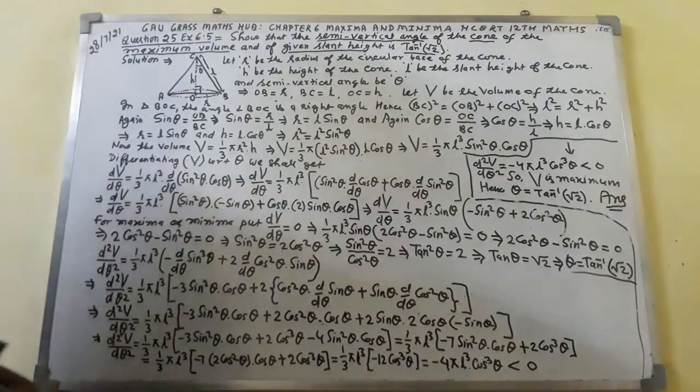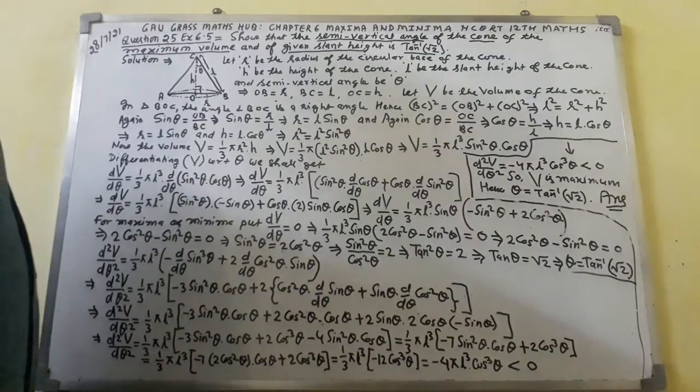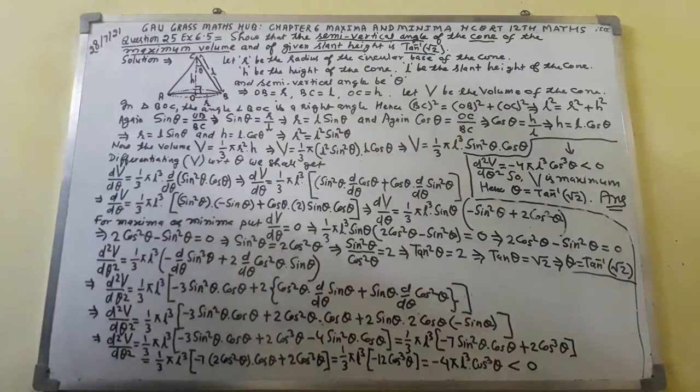This is the proper explanation and solution of question number 25, that has been taken from exercise 6.5, chapter 6, application of derivative, subsection maxima and minima of NCERT 12 mathematics.